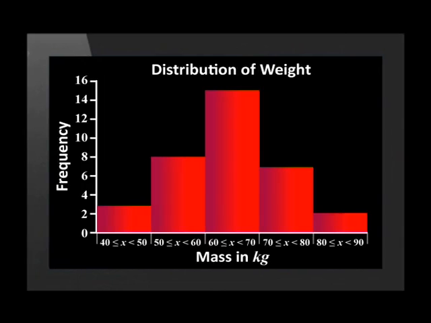The original data was grouped and therefore we cannot have a single value to represent our mode. So we end with the modal class. We can see from the graph that the modal class is greater than or equal to 60 but less than 70. This means that most of the learners in this class have masses greater than or equal to 60 kilograms but less than 70 kilograms.